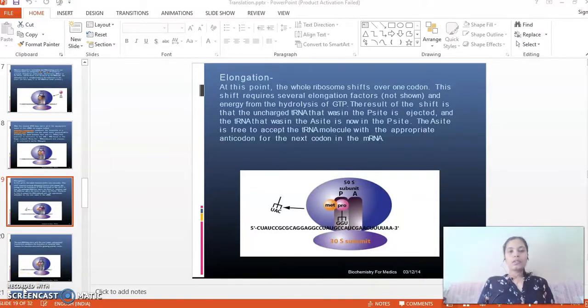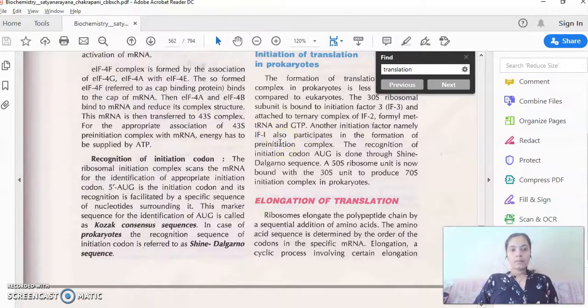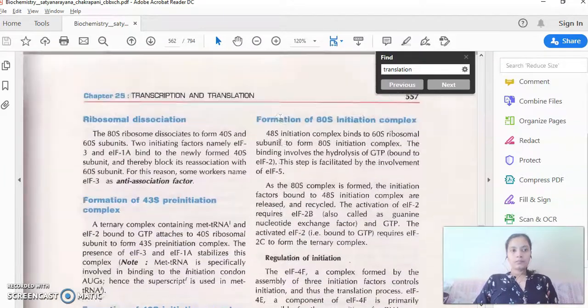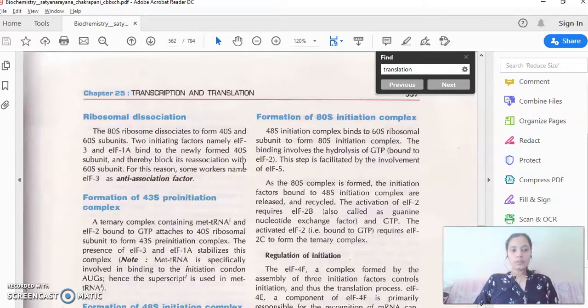Okay, students. In the last part of this video on translation, we have seen the initiation process. In this video, we will see the elongation, termination and the post-translation modifications. So this was the initiation process which we saw.